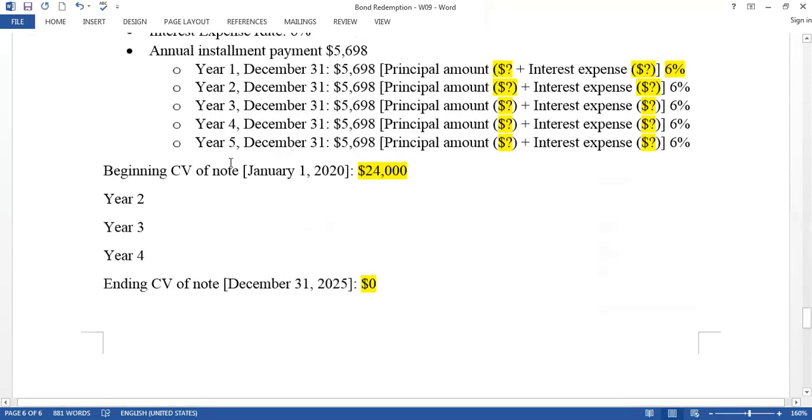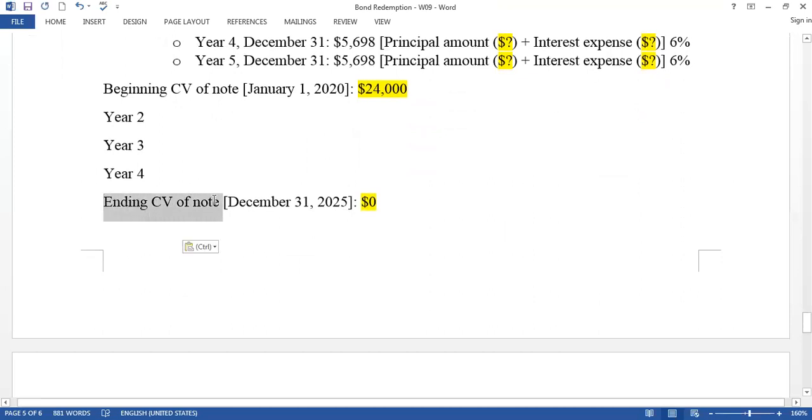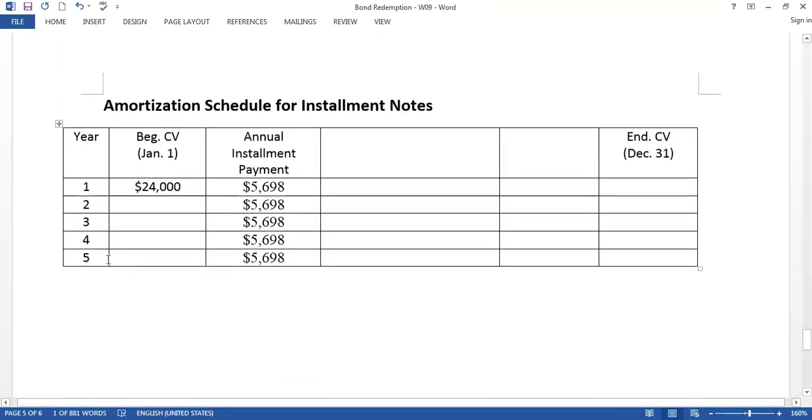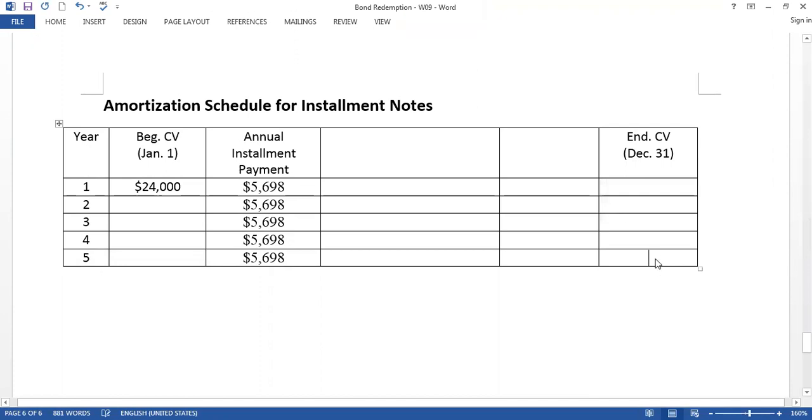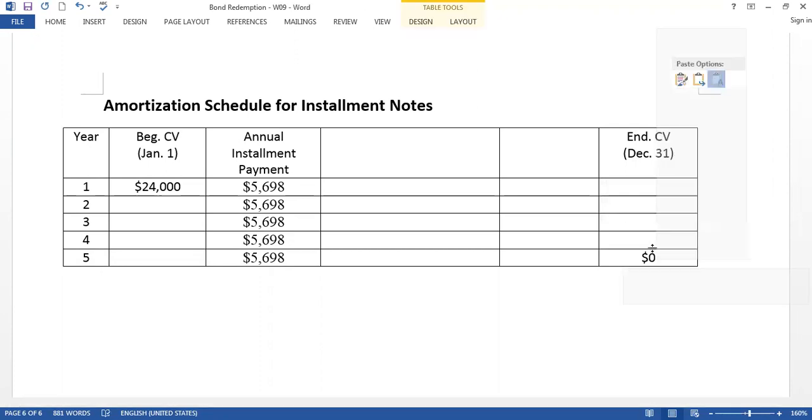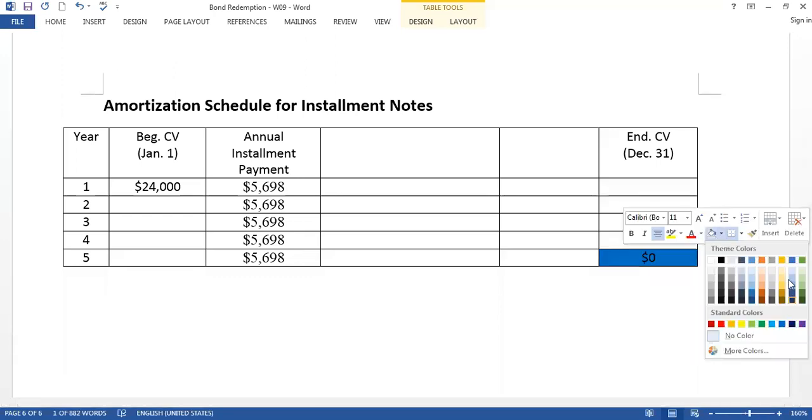And according to the installment note, what is the ending carrying value at the end of year 5? $0. So this is year 5. Look at here. This is year 5, and the ending carrying value is this amount. So try to understand this one first.